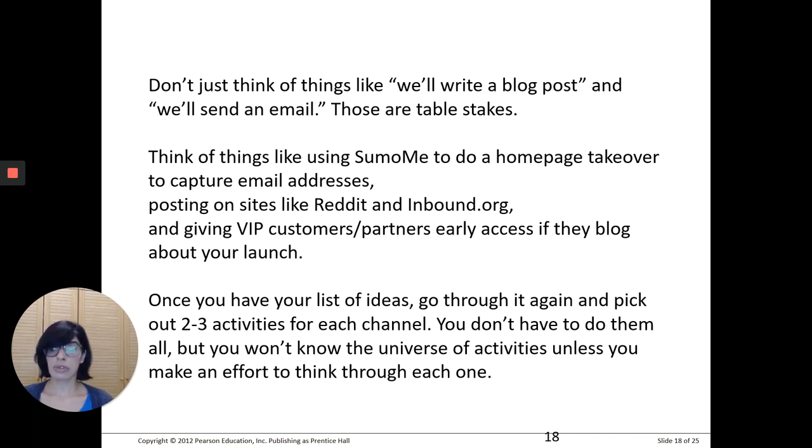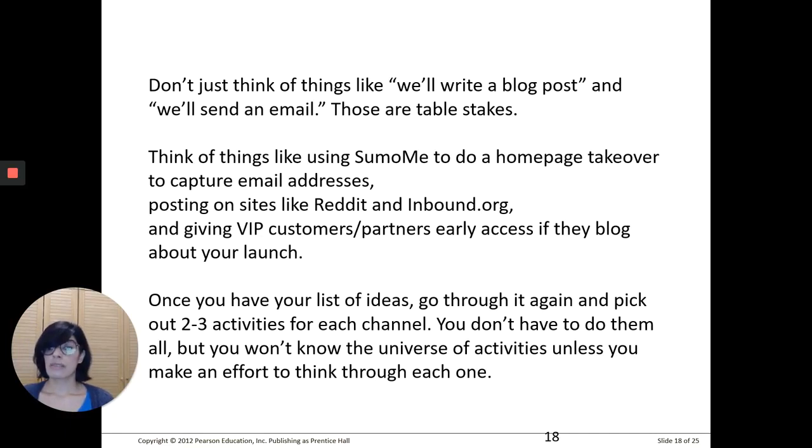You might want to post on sites like Reddit and inbound.org, so you start to get the message out there into the market, you start to interact with potential customers. And maybe you want to give your VIP customers or partners early access to your product as long as they actually make some noise about it and they start sharing it on social media, blogging about your launch, that kind of thing. So you need to get creative, especially in the digital world. You can start getting creative with how you advertise, who you advertise with, whether you'll be doing webinars, whether you'll be interviewing subject matter experts, whether you'll be interviewing your early adopters, getting your early adopters to review your product and post about it on social media.